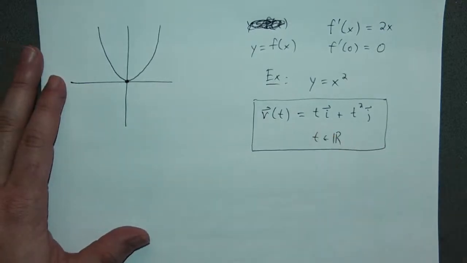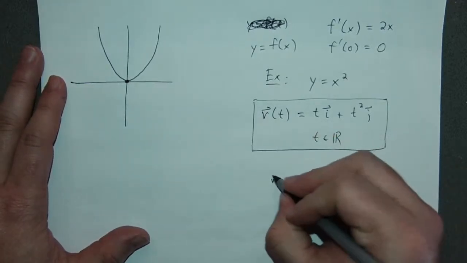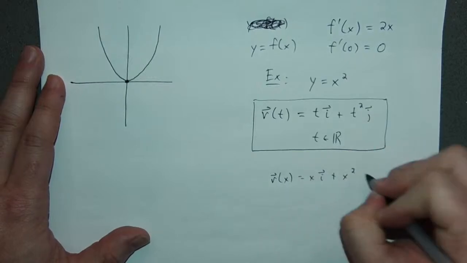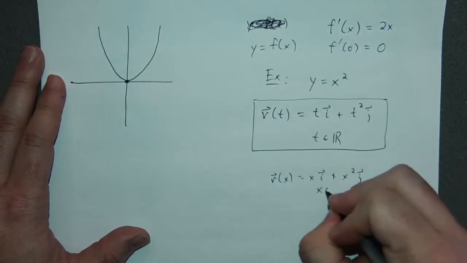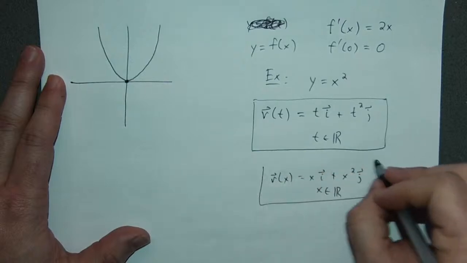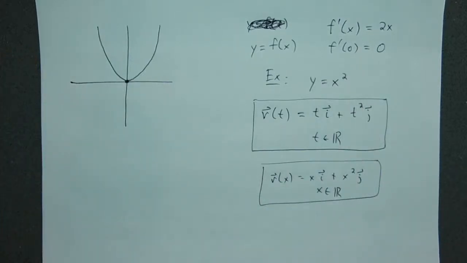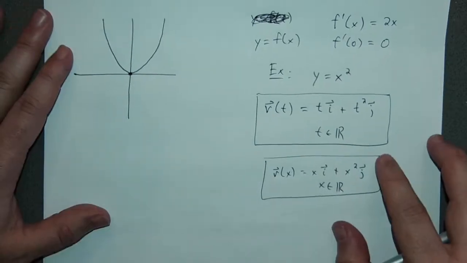Of course, if I didn't want to use t here, I could have written it as r of x is x i plus x squared j. That works too, where x is in R. So I didn't even have to call the parameter t. I could have just called the parameter x since I started with x up here.